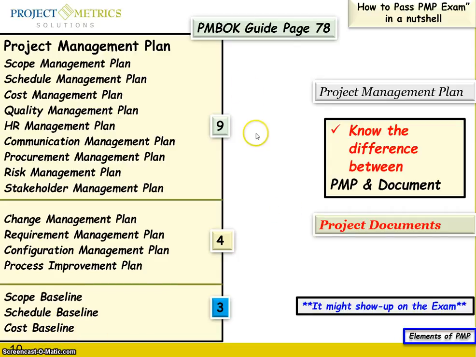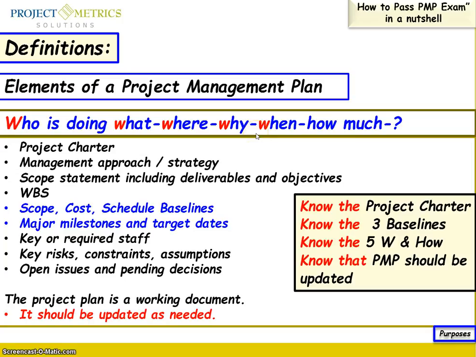And now, what is the purpose of the project management plan? I mean, what are the elements of the project management plan? I don't want you to memorize anything, but I'd like you to know that the components of the project management plan include the project charter as input, and the 3 baselines. And if you are fed up with memorizing everything, use the 5 magic letters: who is doing what, where, why, when, and how much. And know that the PMP should be updated.